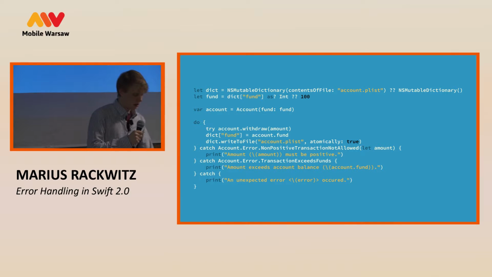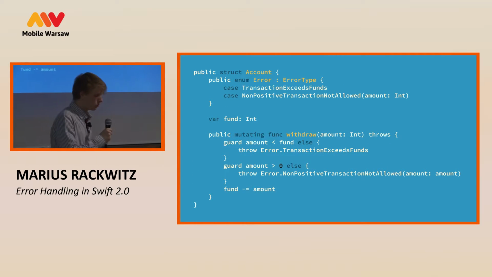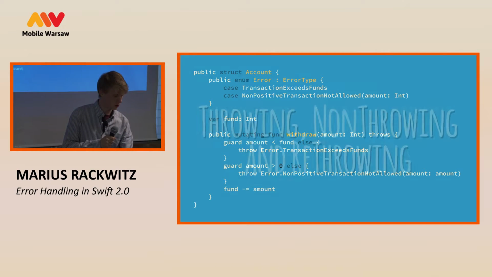Generally, as we have seen before, with Swift 2 and its error handling, there are now these new methods which are annotated with throws. But there are different cases for this.